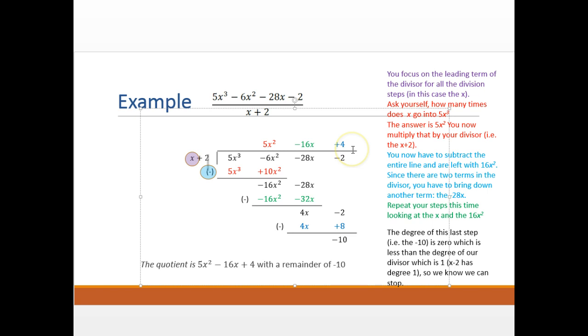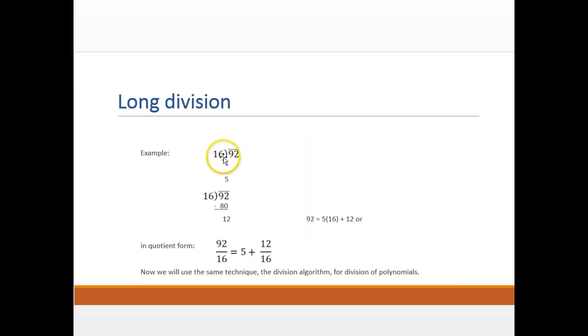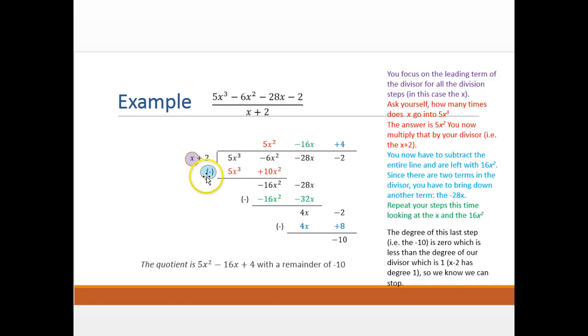Now, if you remember when we did our division, we said how many times does 16 go into 92. We have to do the same thing here. When we do our division, we're not going to worry about the x plus 2. We're just going to worry about the term out front, the x. And we're going to ask ourselves how many times does x, in this case, go into 5x cubed? The answer is simply 5x squared. We simply do a quick division. 5x cubed divided by x is 5x squared.